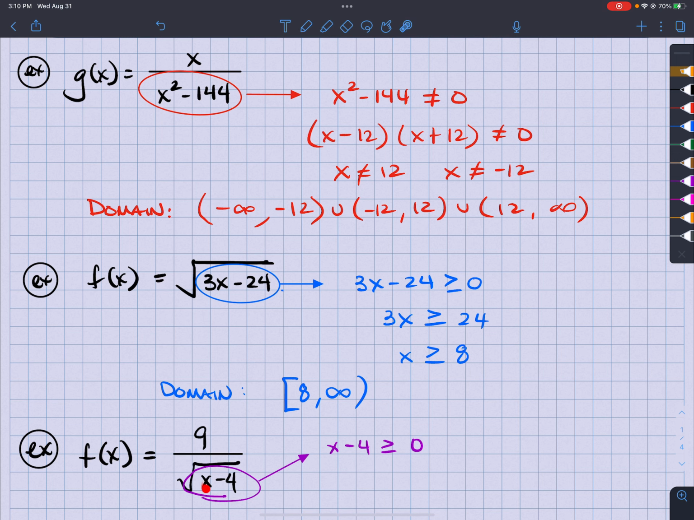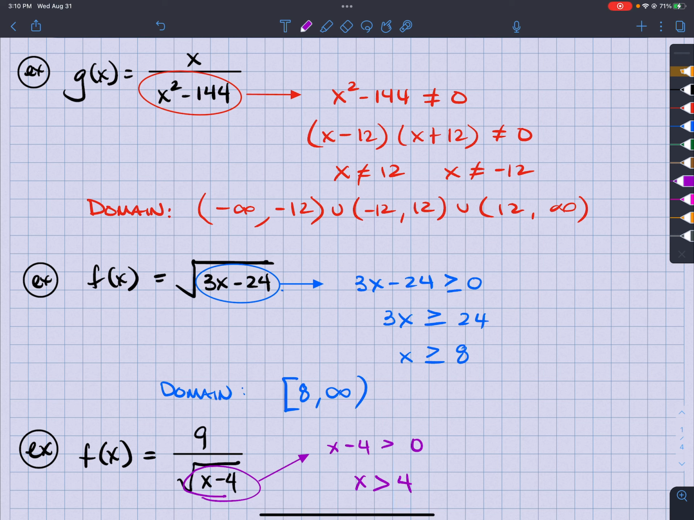Can we have a 0 in here? I can take the square root of 0, but can I have the square root of 0 down here in the denominator of the fraction? The answer is no, so we can't use the equal to 0. We actually have to take away that equals. So x minus 4 just has to be greater than 0. So that means x has to be greater than 4.